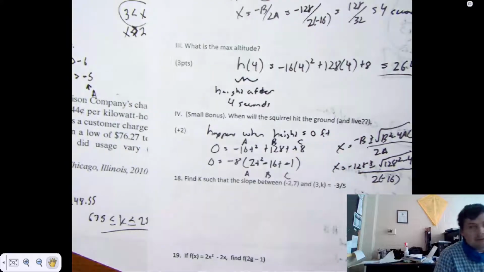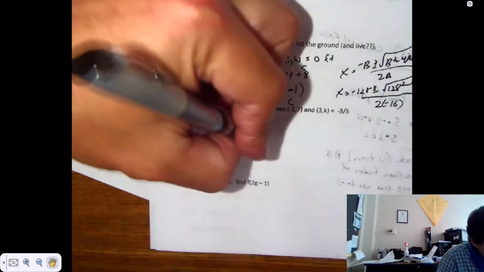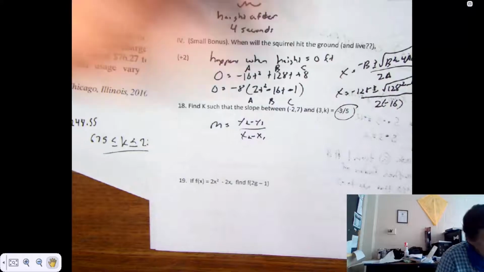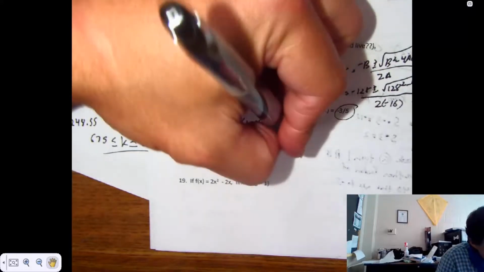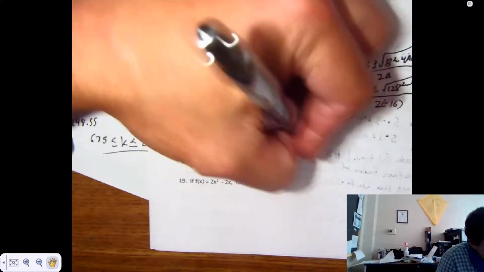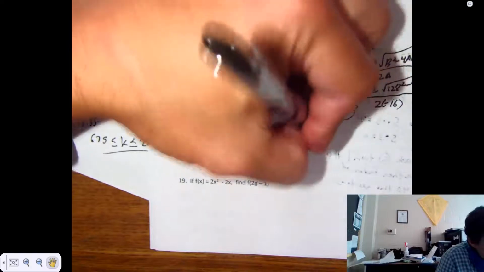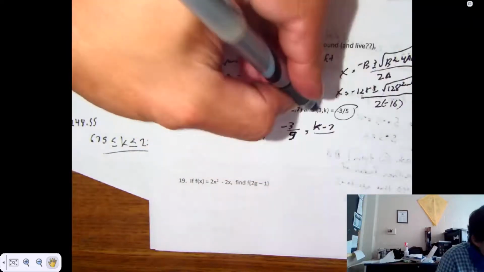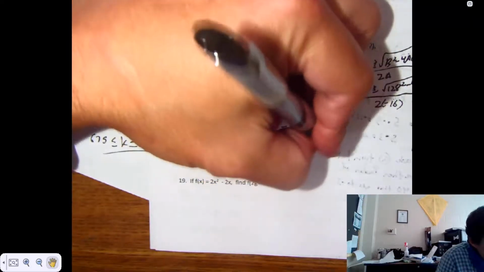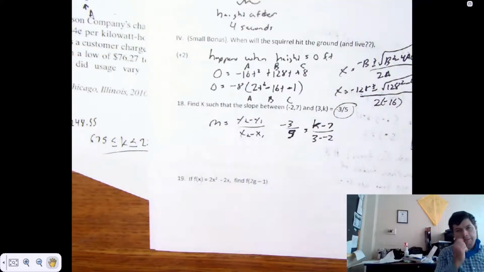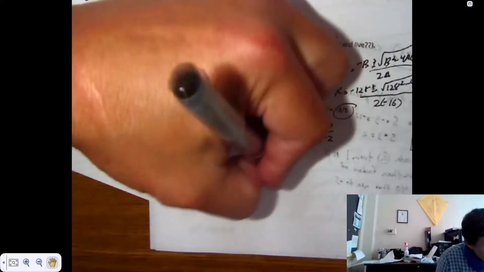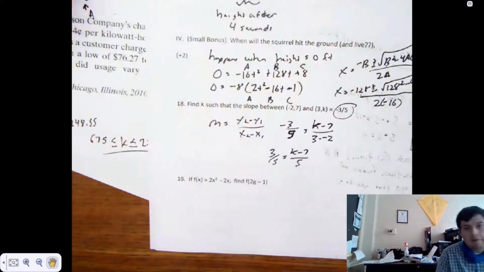18, find k such that the slope between these 2 points is negative 3/5. Well, what we're going to do is think about our formula for slope, and we're just going to plug stuff in. Negative 3/5 is your slope. y2 minus y1 is k minus 7. x2 minus x1 is 3 minus a negative 2. And we're going to do the things that we can. 3 over 5 must equal k minus 7 over 5.